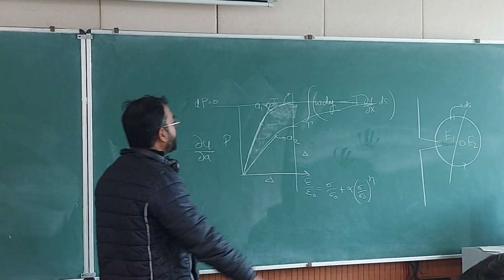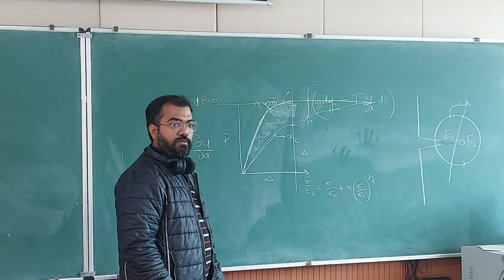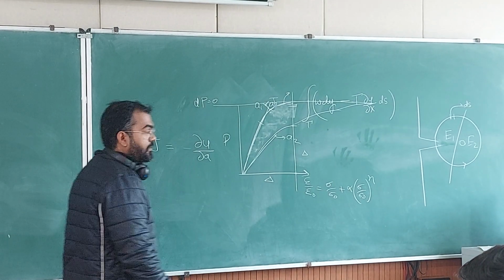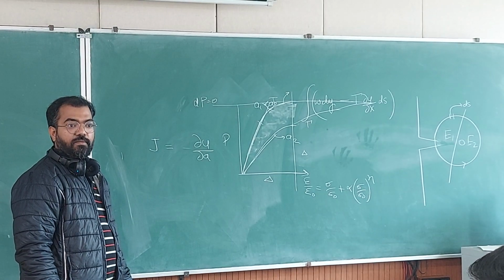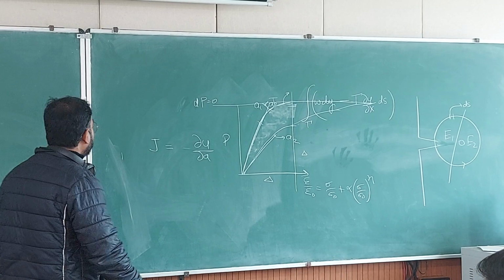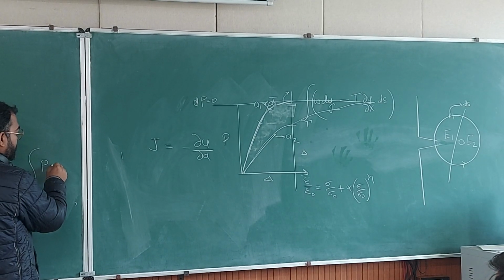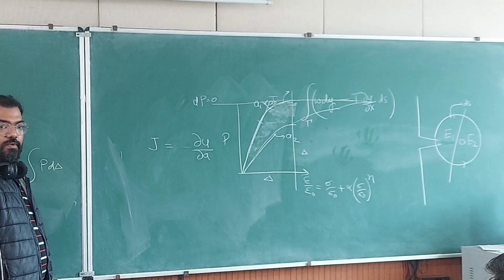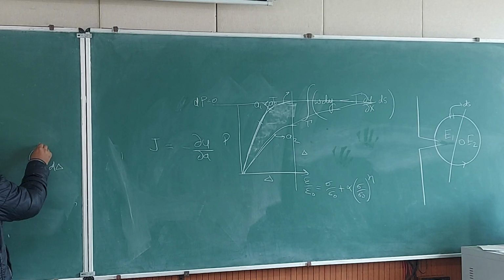So the upper area will be what? What will that be? Half b into delta. Half b into delta. It is not a triangle, meaning it is elastic but not linear, so we have to find it by integration. So say integration of P d delta, and this will go from 0 to delta.